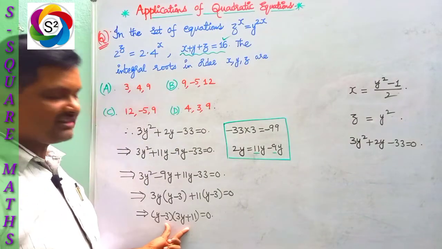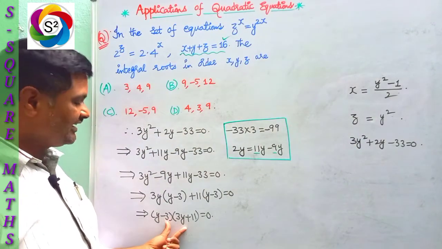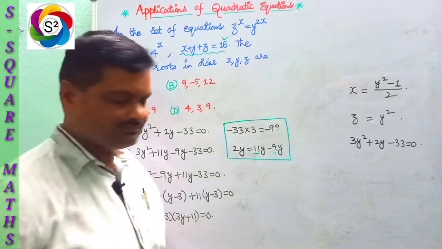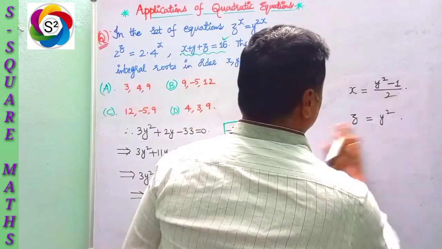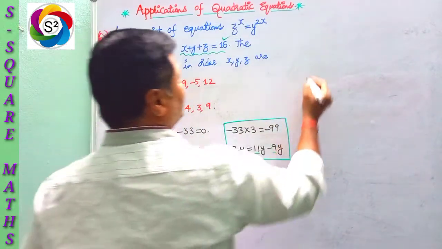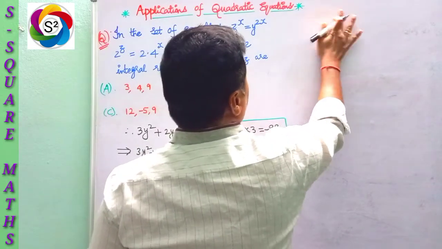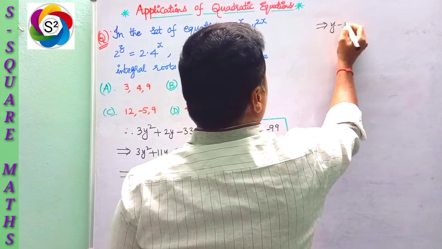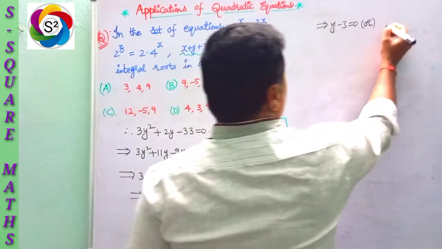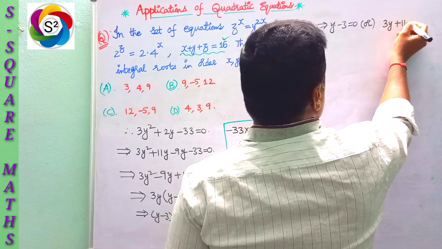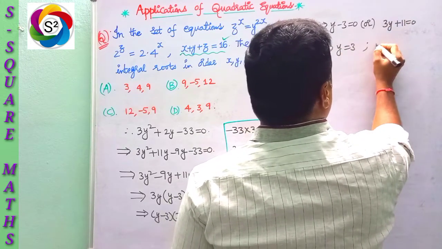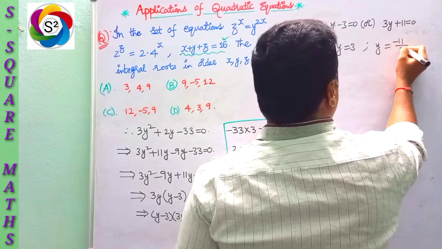Next, our intention is to get the values of x, y, z. So here you are going to get the value of y. To get the value of y, from this I can write: this implies y minus 3 is 0 or 3y plus 11 is equal to 0. So y is equal to 3, and here y is equal to minus 11 by 3.